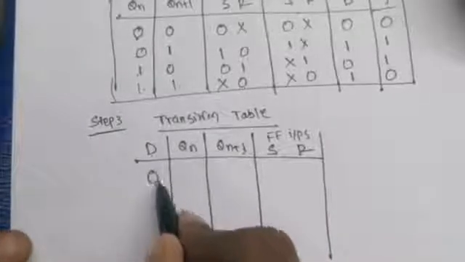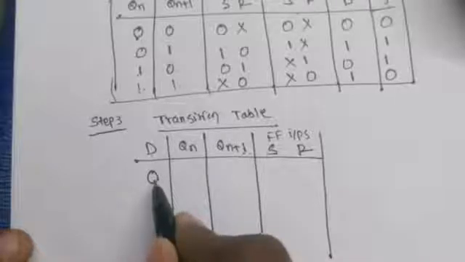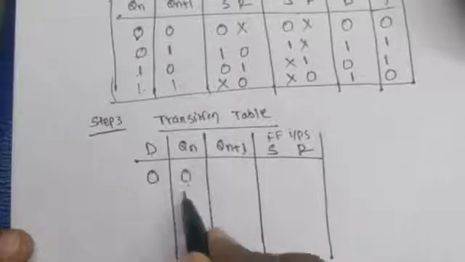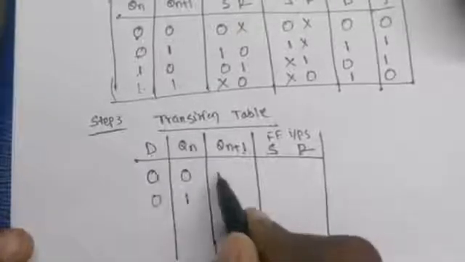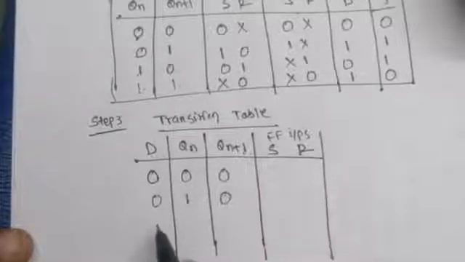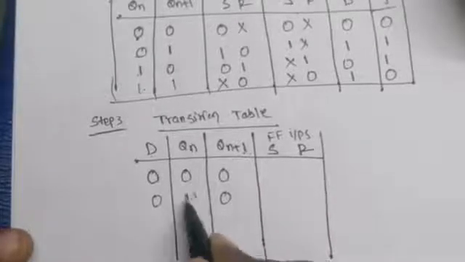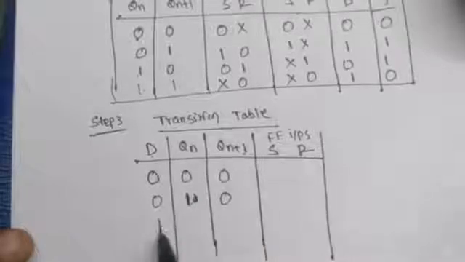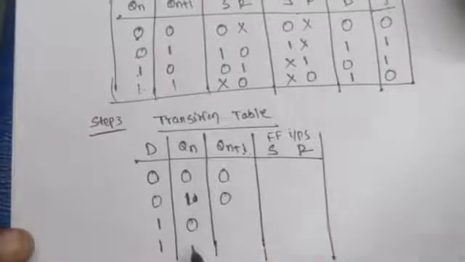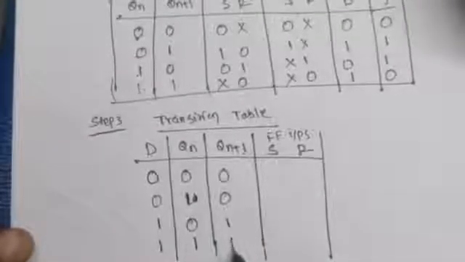So when D is 0, using the truth table, present state is 0 or 1, what happened? This is nothing but the reset condition. When D is 0, present state is either 0 or 1. When D is 1, present state is either 0 or 1. This is called the set condition.